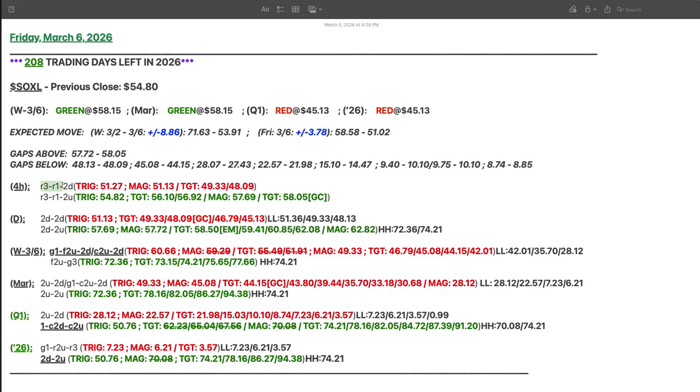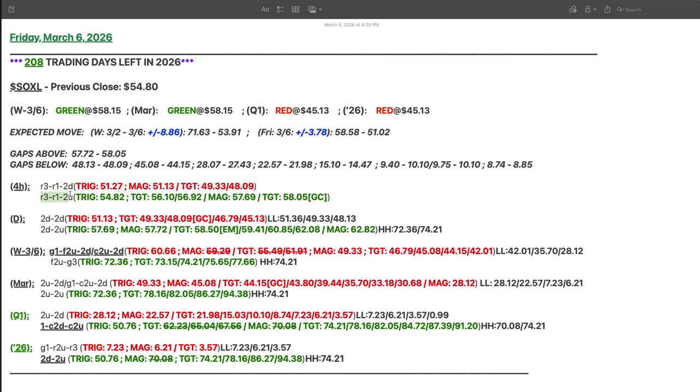We talked about on the 4-hour chart, there's not a lot of room, not a lot of magnitude for the downside move, looking at strictly the strat, right? 312 down would trigger at 51.27 and at 51.13. If we do go to the downside though and reach magnitude, there's a good chance that we would reach the extended targets that we have there for you, 49.33 being last month's low, and then 48.09 being the gap close.